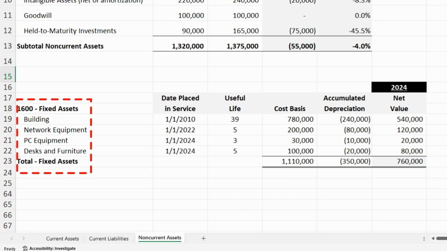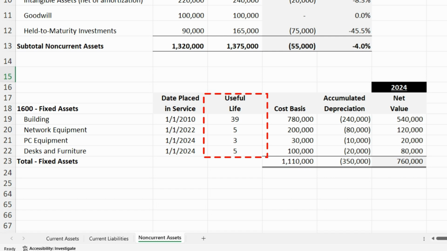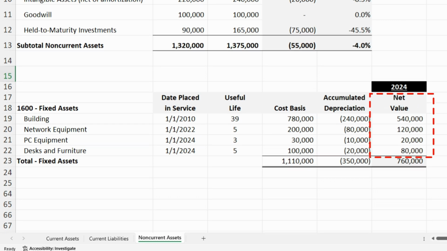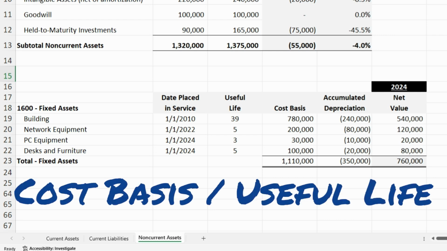So key information that you need for fixed assets in order to depreciate them is: 1, was it placed in service? When did you buy the asset and actively start using it? What's the useful life of that asset? What was the cost basis of the asset? Over time, you want to track the accumulated depreciation, how much you've depreciated that asset, ultimately to get down to your net value. And a way to figure out what your depreciation expense is, you take your cost basis divided by your useful life for straight line depreciation.